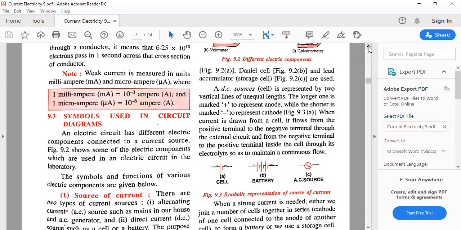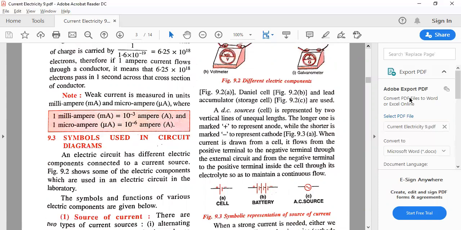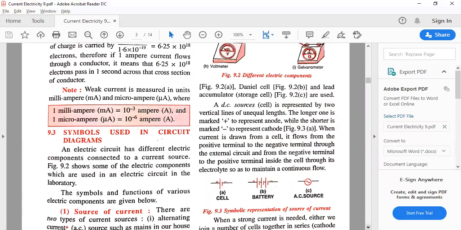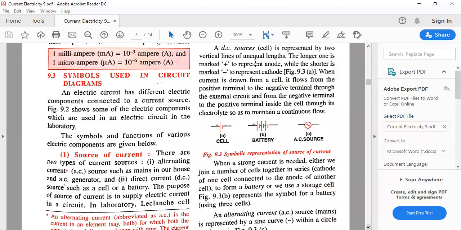Okay, so I already spoke about two types of current. One is the AC current, alternating current. I already drew the diagram. Do you remember the diagram? The other is direct current. Now, the AC source is available in our house mains.